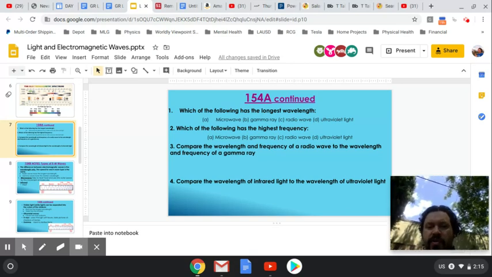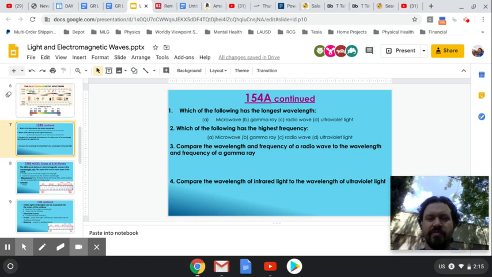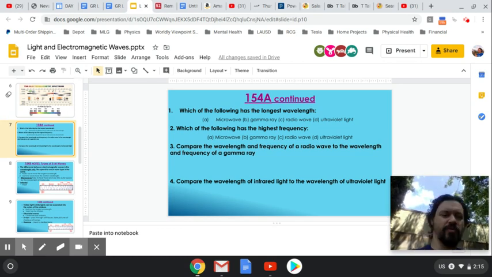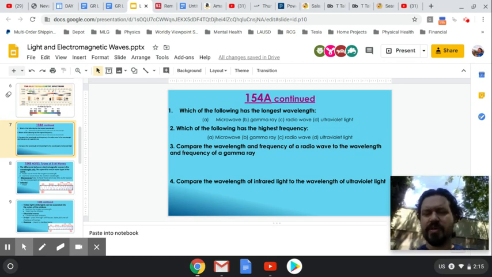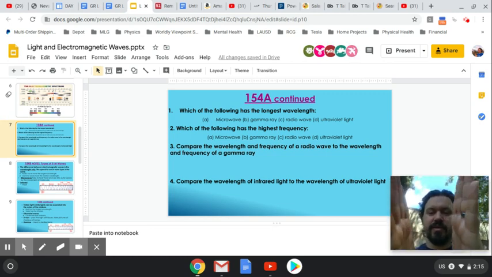So compare the wavelength and frequency of a radio wave versus a gamma ray. So just compare and contrast those. Think about how they're similar and how they're different. And the same with infrared and ultraviolet. Think about where those are in comparison to visual light. They bracket visual light. So infrared and ultraviolet are out here, and visual light is in the middle.